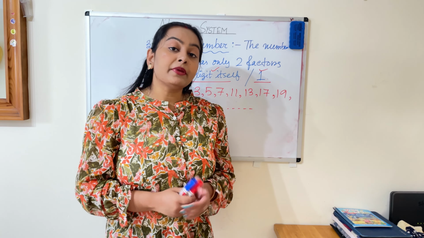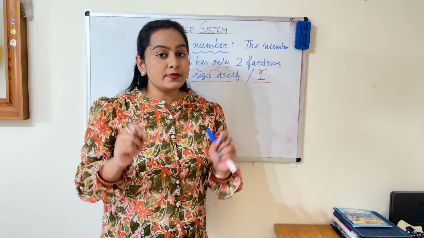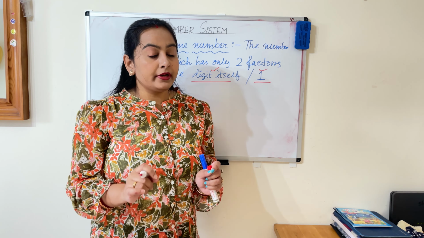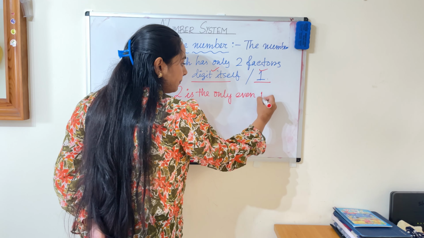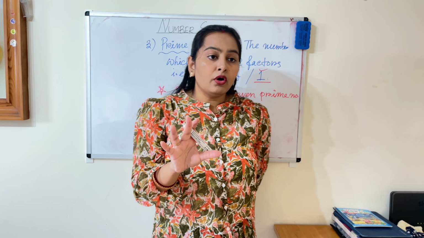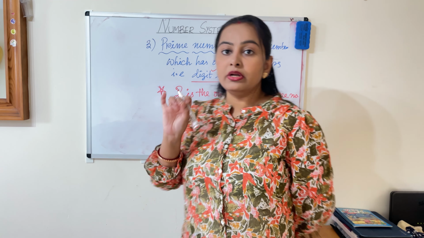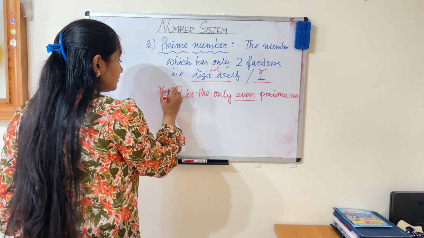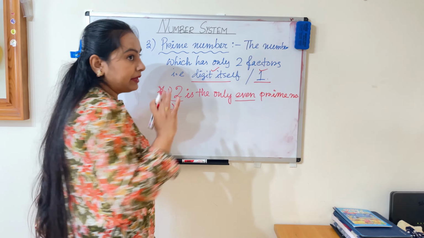Now we'll talk about some important points regarding these prime numbers, right? First important point is very important. Always remember, keep it in mind, that 2 is the only even prime number, right? Except 2, all other prime numbers are odd. 2 is the only even prime number and that is the smallest one. So one point we have written here is that 2 is the only even prime number, right?